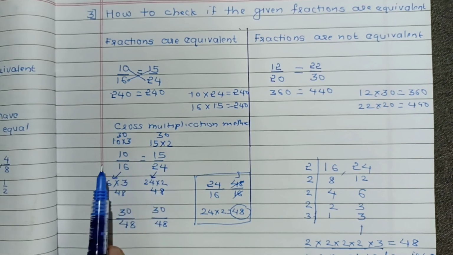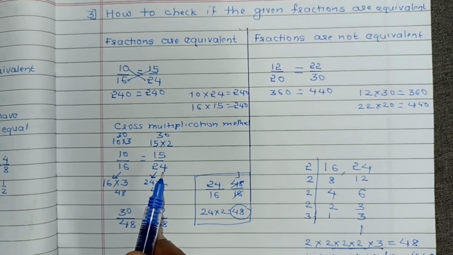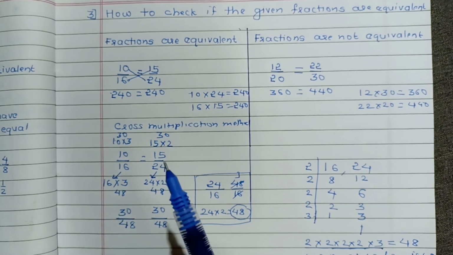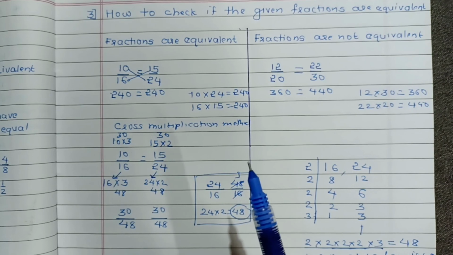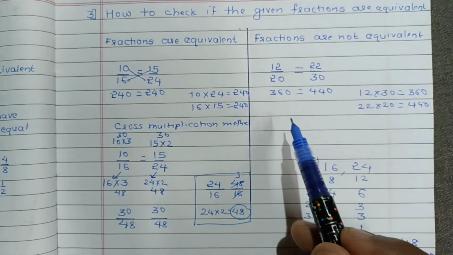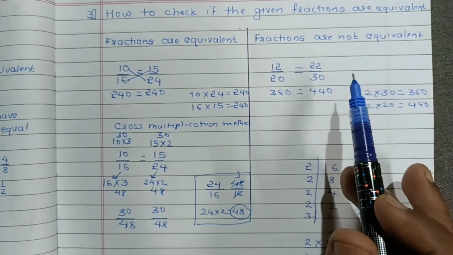So this is the second method to find out whether fractions are equivalent or not. This is called making the denominators equal. You can find out whether the given fractions are equivalent or not. So no need to work this one out, it is already not equivalent.